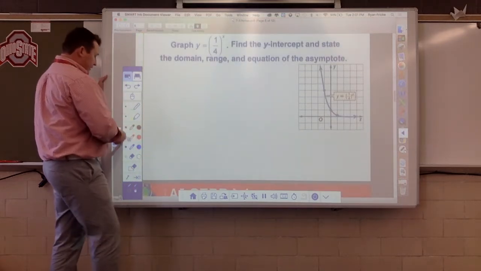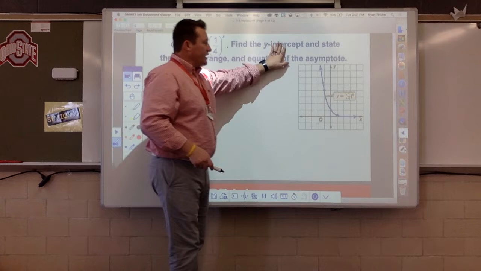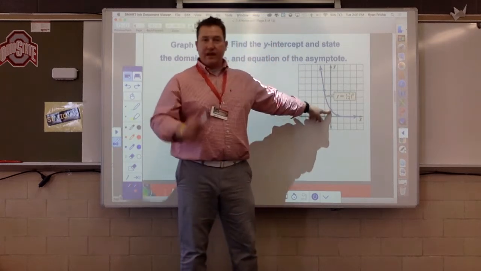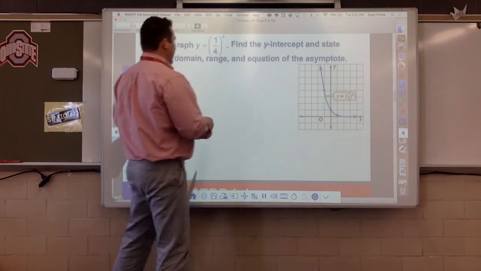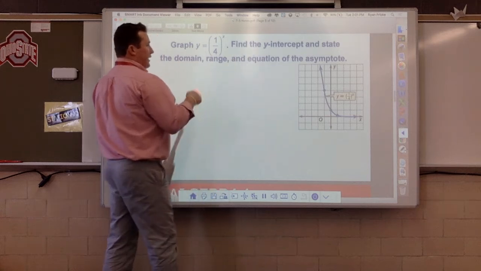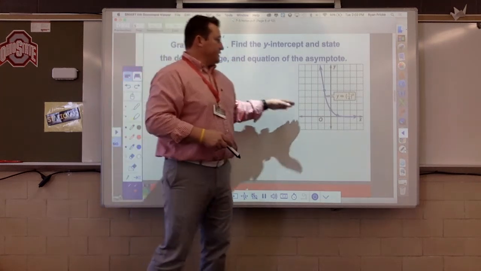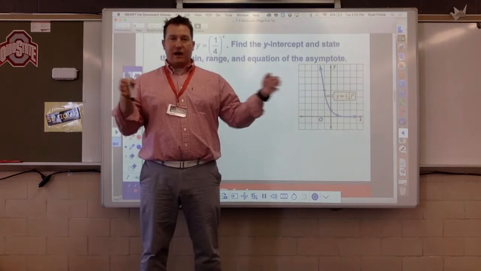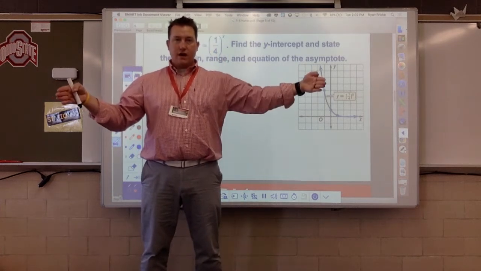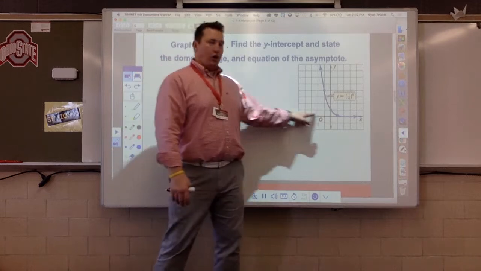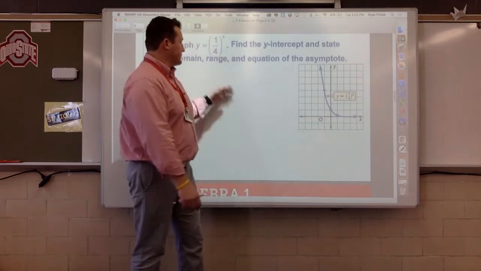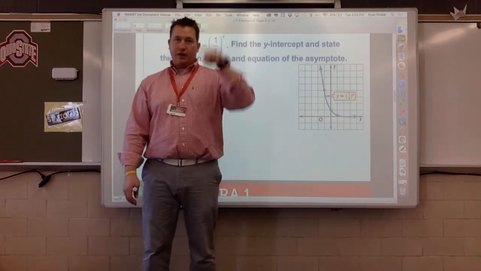Same thing we've got to do here. Y-intercept, what is it? It's right there. It's at 1, okay? So find the y-intercept. We did that once. State the domain, range, and equation. Same thing here. Domain, left to right. Left, right, left, right. All real numbers. That hasn't changed. Okay, range, up and down.